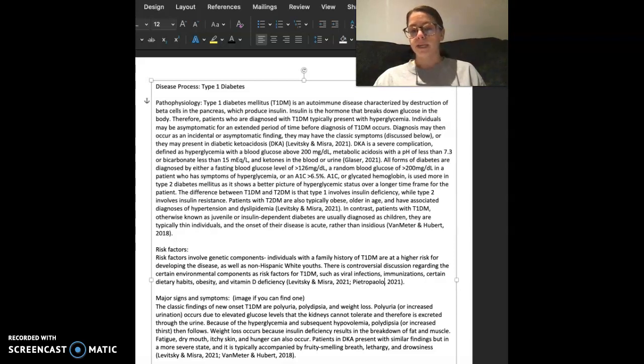The difference between type 1 and type 2 is that type 1 involves insulin deficiency, while type 2 involves insulin resistance. Patients with type 2 are also typically obese, older in age, and have associated diagnoses of hypertension and dyslipidemia. In contrast, patients with type 1, otherwise known as juvenile or insulin-dependent diabetes, are usually diagnosed as children. They are typically thinner individuals, and the onset of their disease is acute rather than insidious.